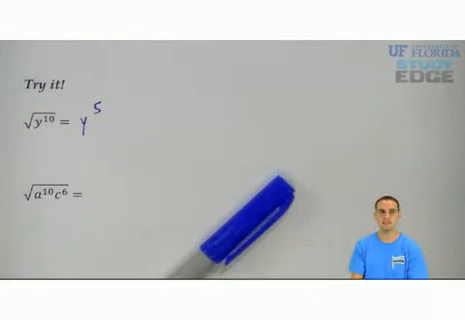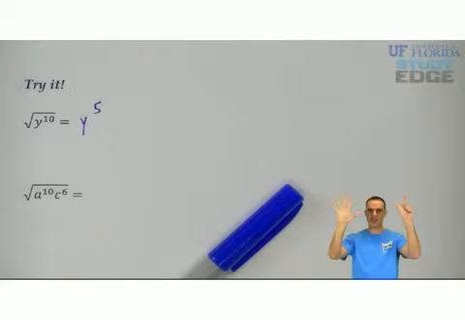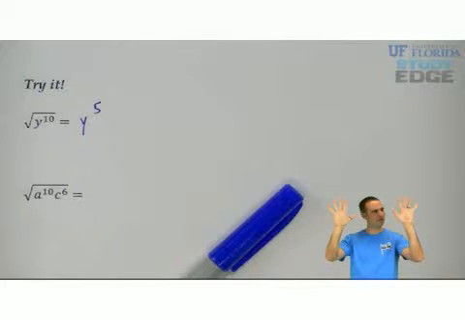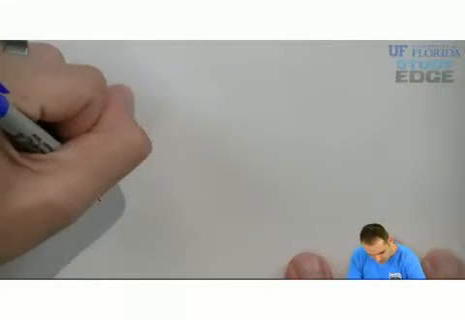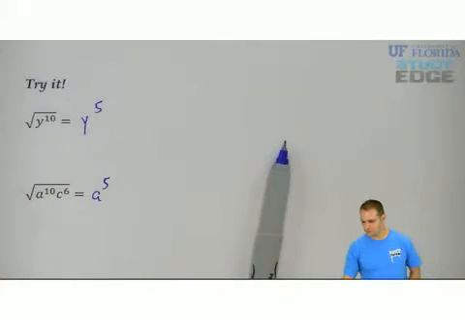Square root of a to the 10th. Yeah, I said that correctly. Awesome. How many pairs is that? Again, that's 5 pairs. 1, 2, 3, 4, 5. Square root of c to the 6 is 6 c's. That's 1, 2, 3. 3 pairs.